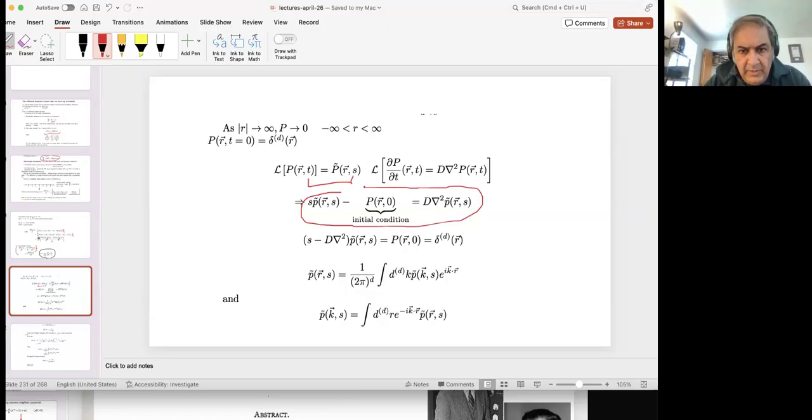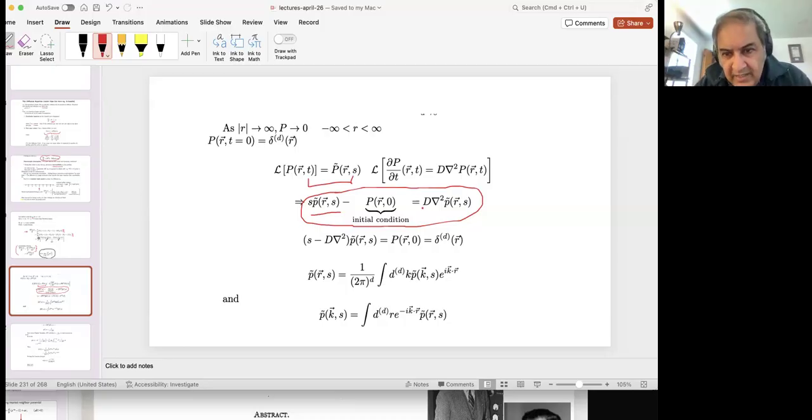Just to remind you, the Laplace transform of a derivative gives you this structure here. As you can see, t has gone over to s, and then the Laplace transform P tilde of r and s. So this is the first term, and the second term is minus P of r,0. This is the old P, not the P tilde. This is the probability density itself. That is the initial condition.